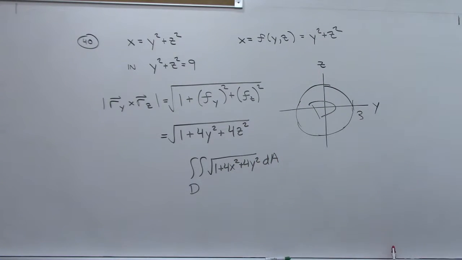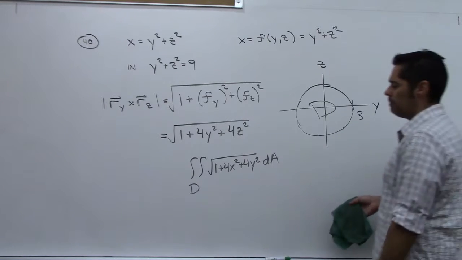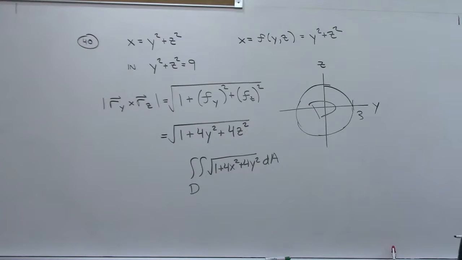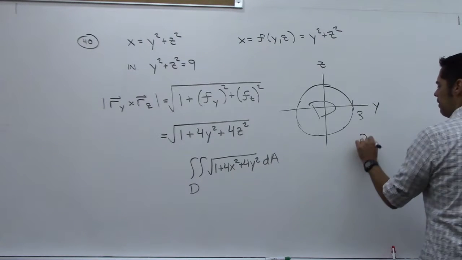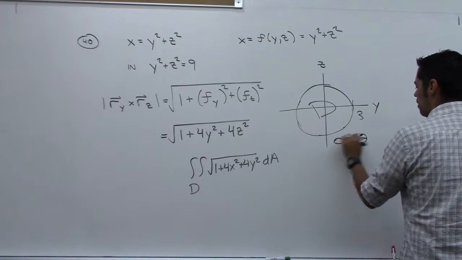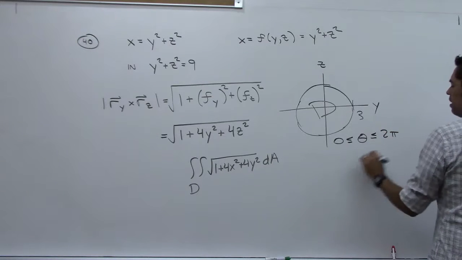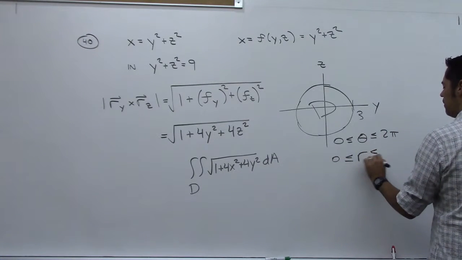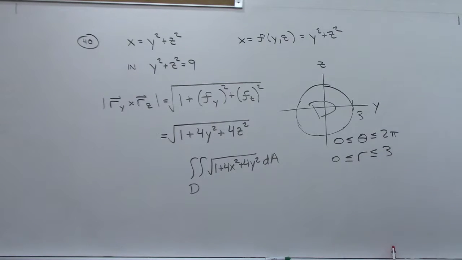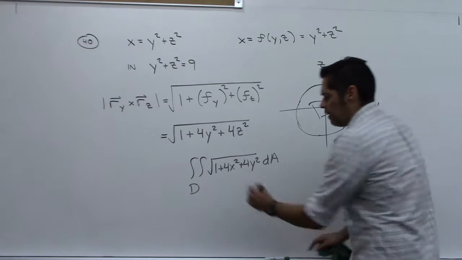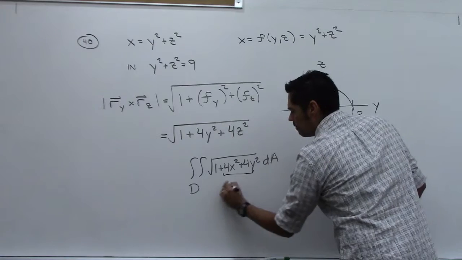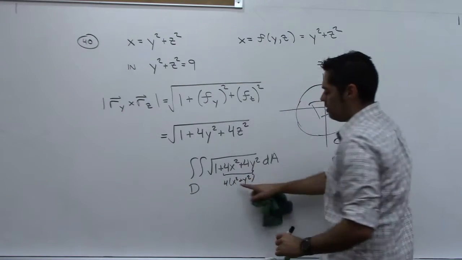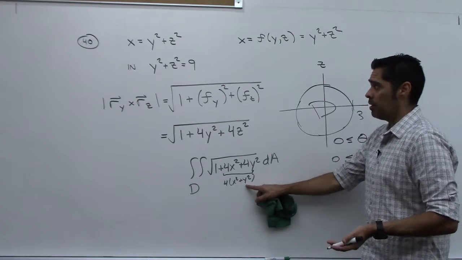Well, when we look at this region D and try to figure out how we're going to create our bounds, we realize this is great for polar. So if I go to polar coordinates, I know theta can go between 0 and 2 pi, and my radius is going to be bounded between 0 and 3. And convert this to polar. I noticed that if I pull a 4 out of just these two, I get 4 times x squared plus y squared, and x squared plus y squared is r squared when we go to polar.